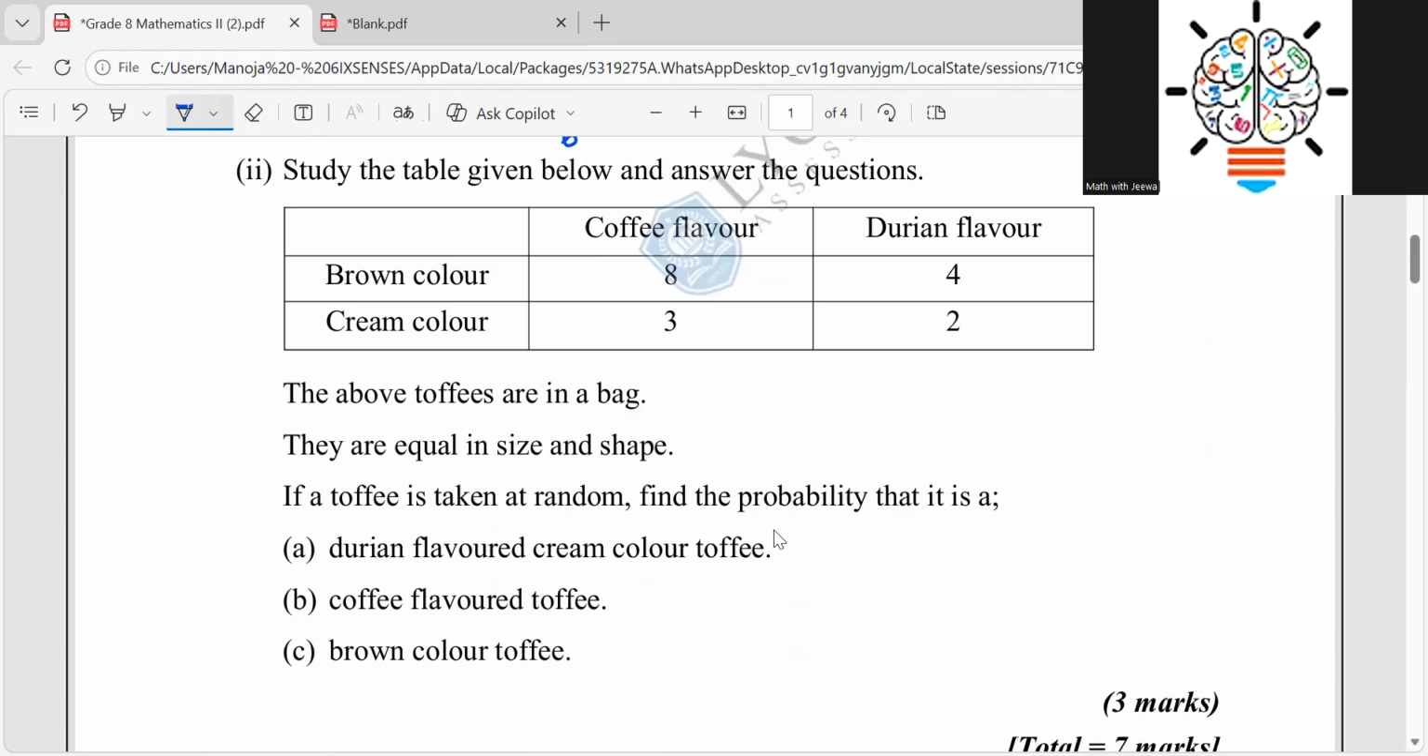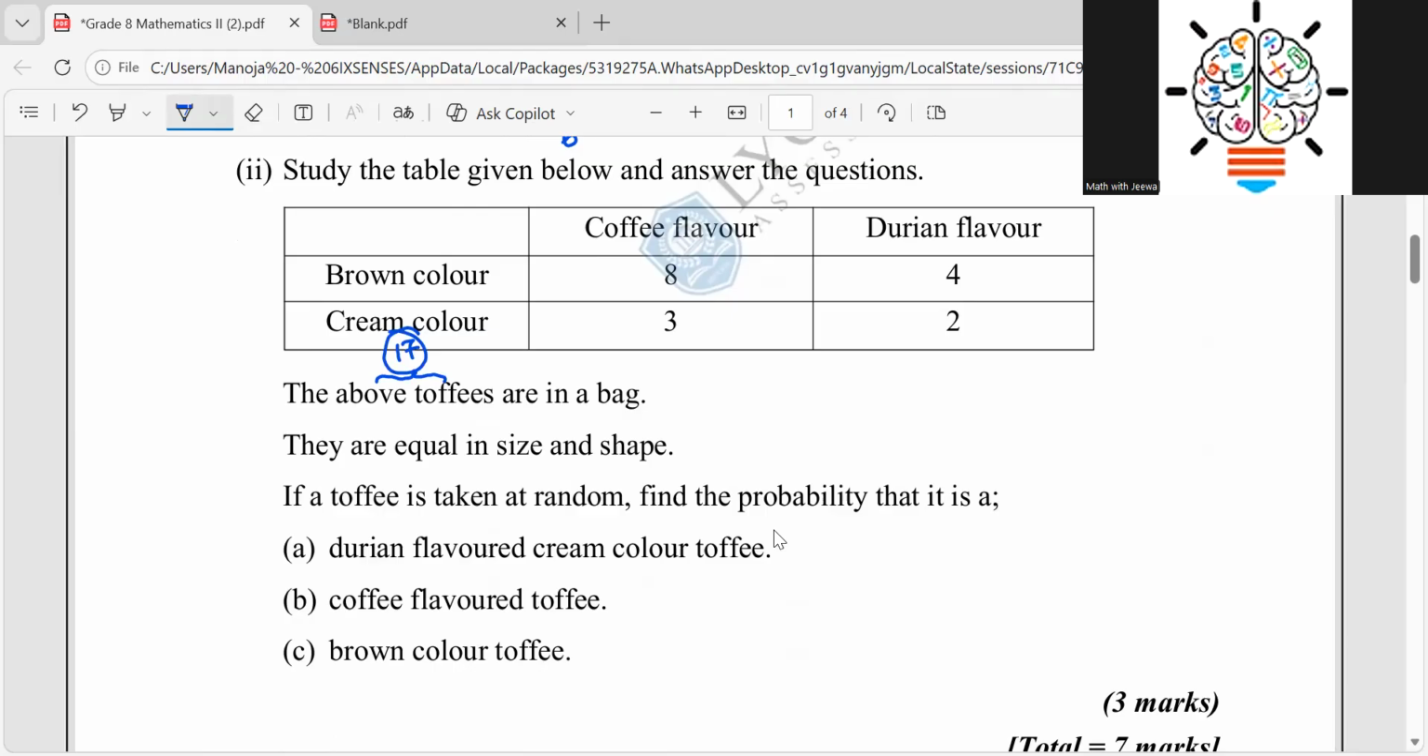12 plus 2, 14. 14 plus 3, it is 17. Altogether, we have 17 toffees. And then they are equal in size and all of them are in the bag. If a toffee is taken at random, find the probability.